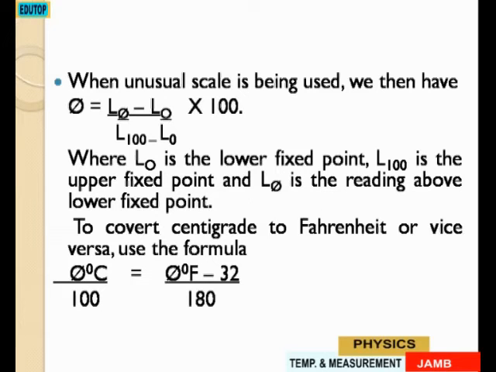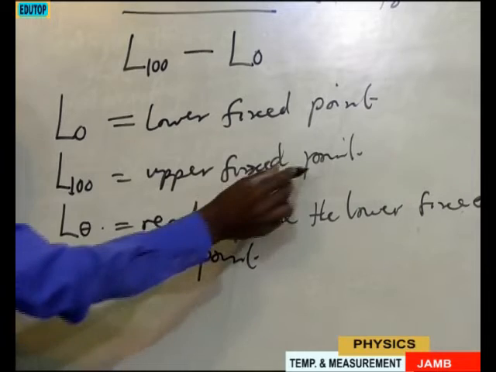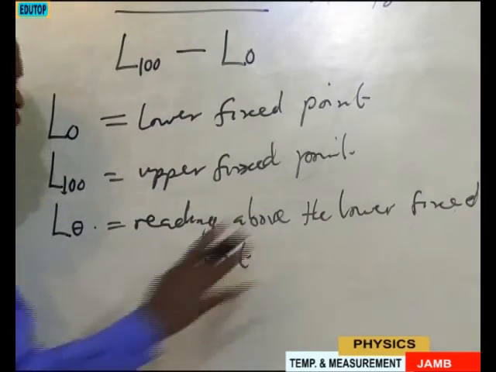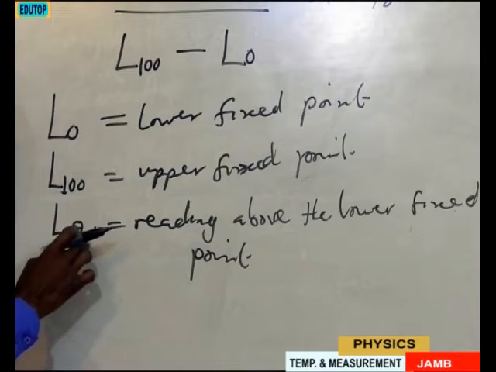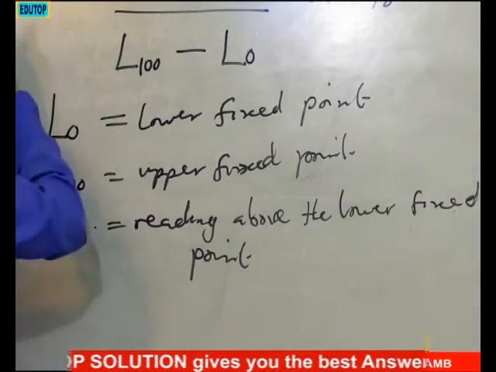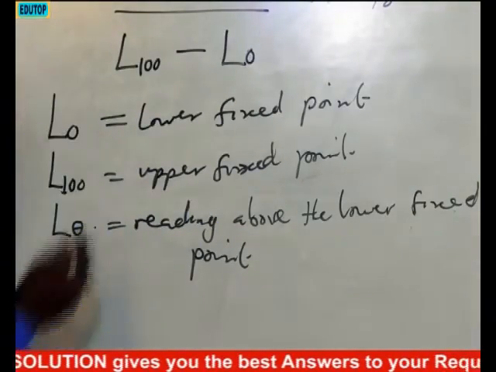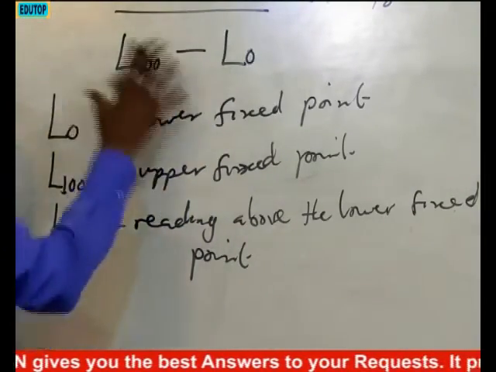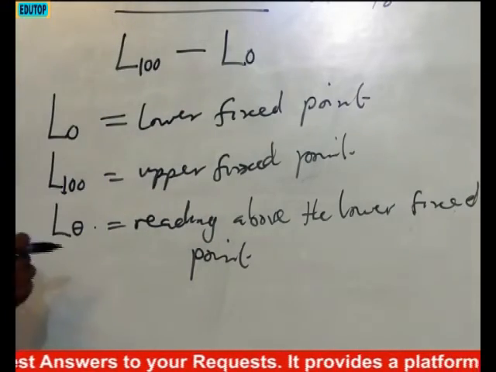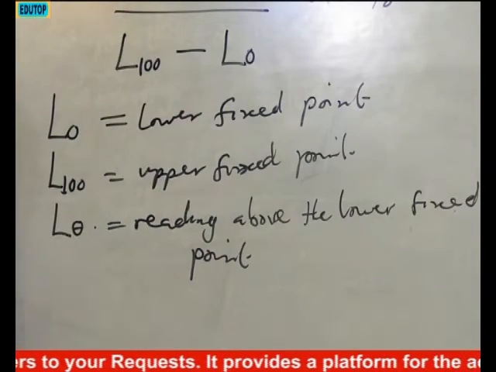So once you know what each of these parameters is standing for: L naught, lower fixed point; L100, upper fixed point; L theta, the reading above the lower fixed point, that you have been given, that corresponds to another value. Okay? By the time we have a question to solve, you will see how it is being used.